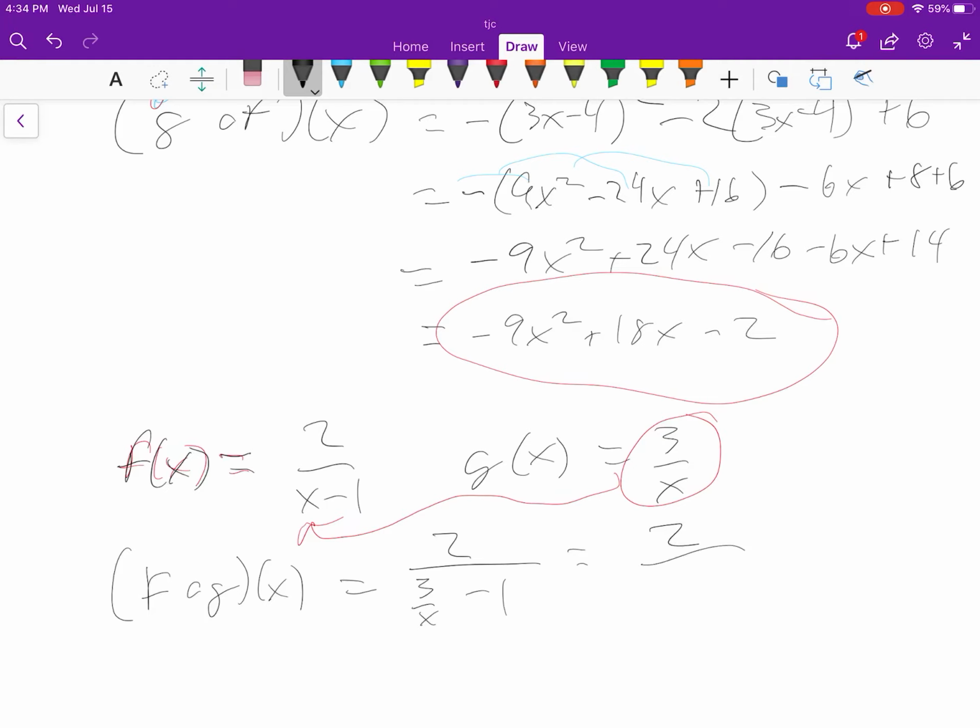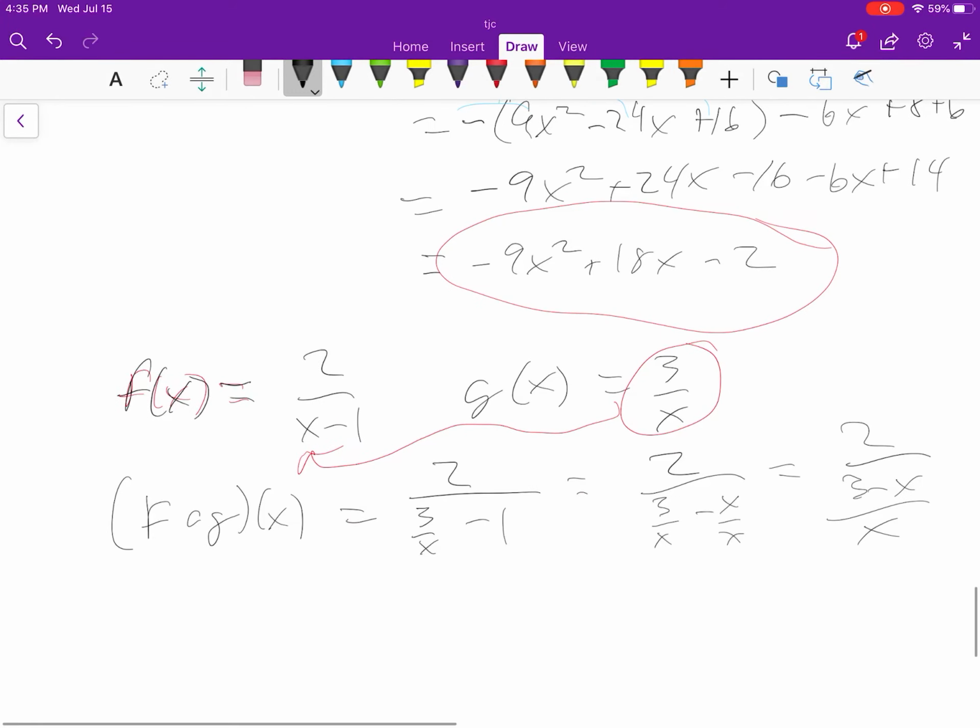Then we have to work it out. You have to rationalize the denominator. So this has to be x over x. So you're going to have 3x minus x over x. Now that they have a common denominator, you can combine them. 3 minus x over x. Then you're going to flip. Keep the top the same, flip over the bottom, and you're going to end up with 2x over 3 minus x. So that's your f of g.